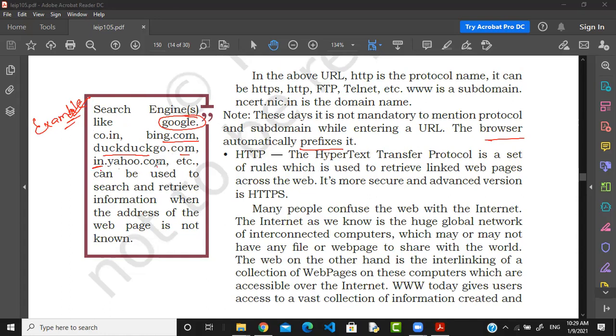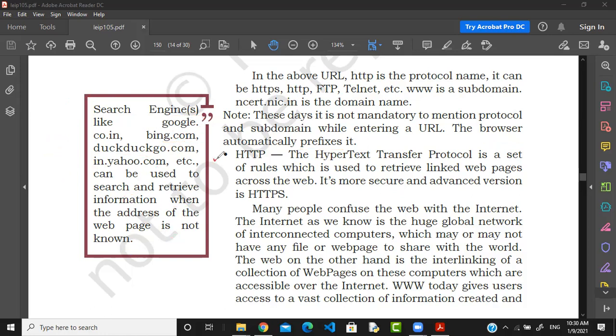So these are all search engines. What is a search engine? A search engine is used to search and retrieve information when the address of the web pages is not known. Okay, so two questions you will get from this point. One, write two examples of search engines, and one question, what is a search engine?